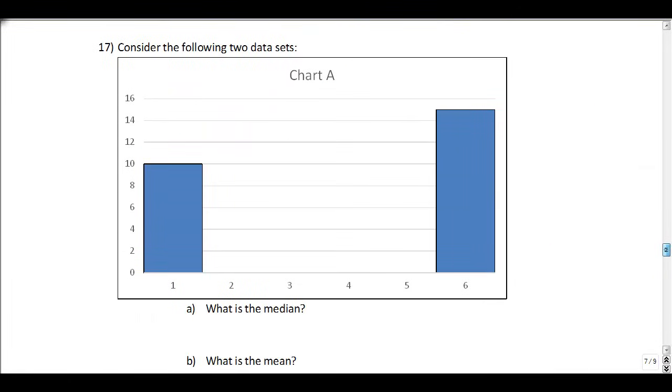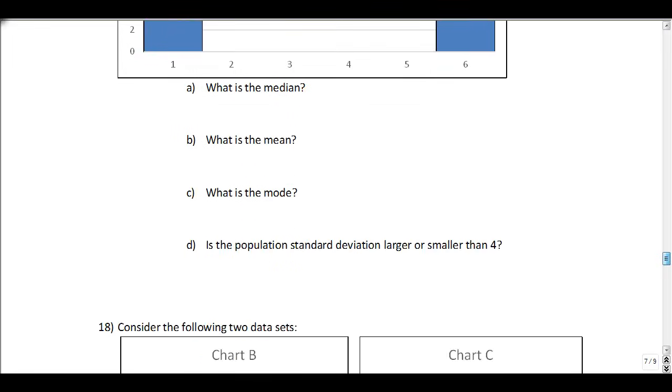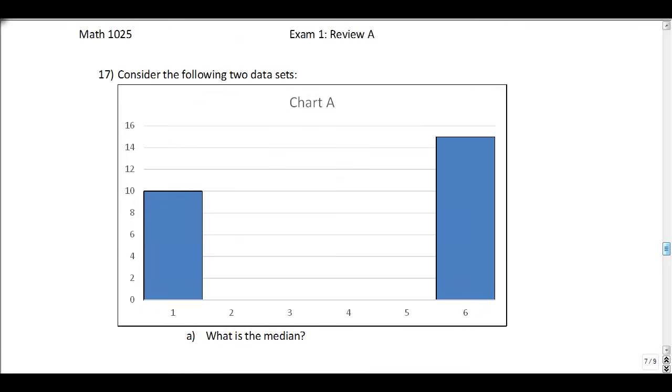Okay, a couple more. Consider the following two data sets. So my instruction here apparently is not any good. I'm just going to say consider the following data set. That's really all I need.